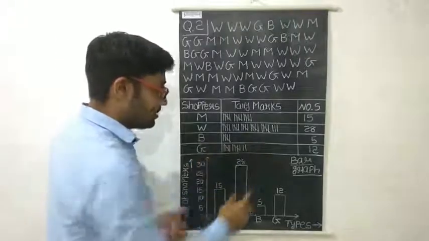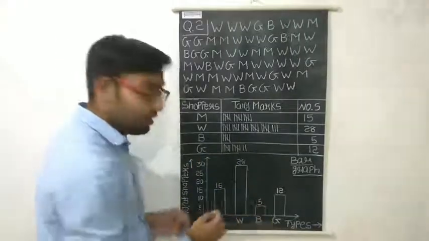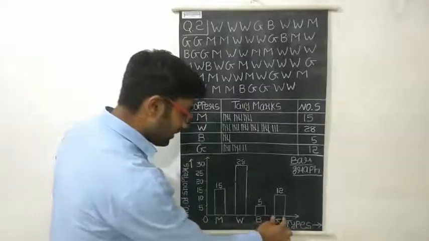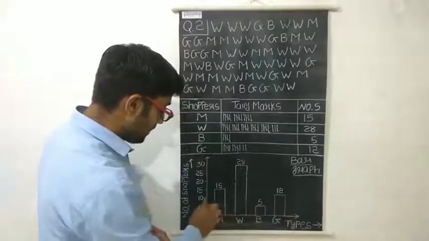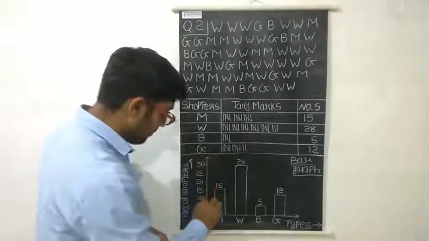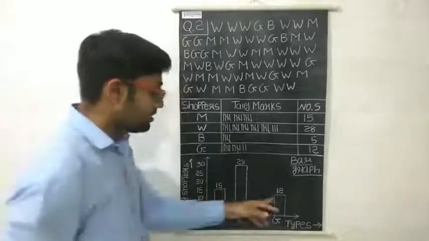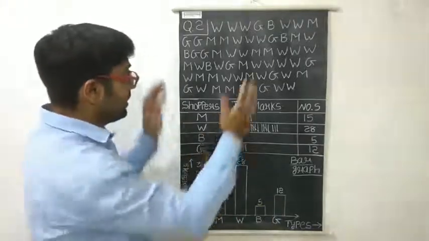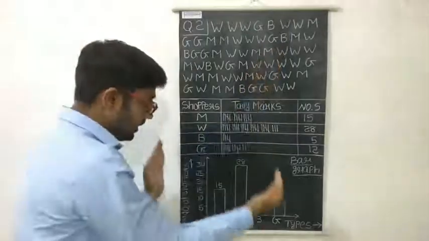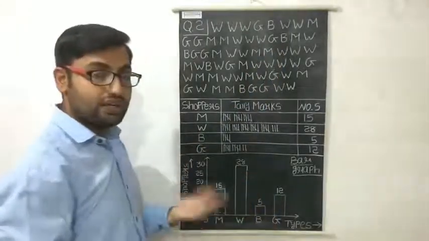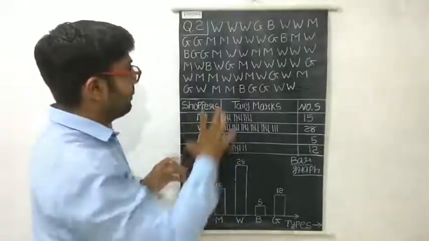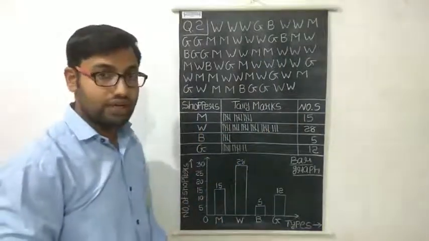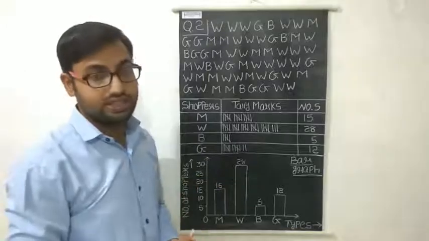The third value is boys, that is 5, so we make a height up to 5 only. For girls the value is 12, so we make the height of this bar up to 12, a little bit more than 10. So this is the number of girls. In this way we can represent this raw data as a picture, as a graph. Now you can understand how we can represent the raw data as a table and as a graph. So this is all about this lecture. Thank you.